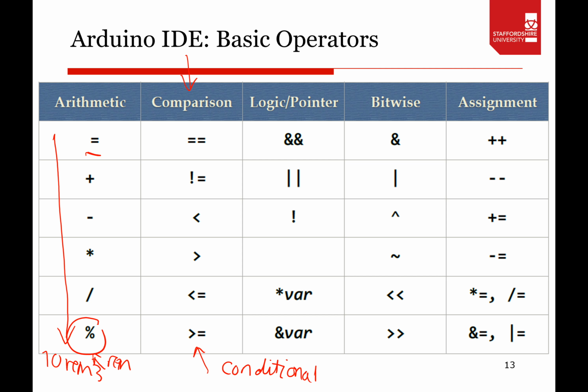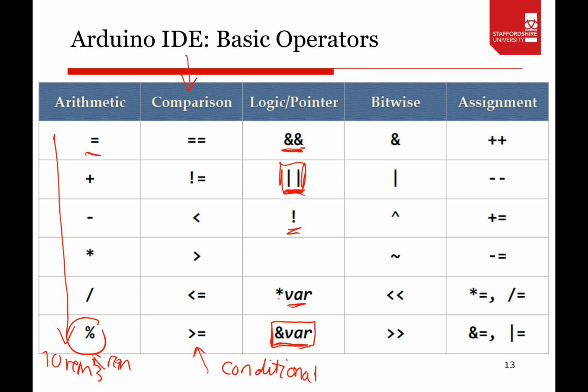Logics or pointers. We'll talk about this in more detail later. Double ampersand is an and. Double pipe is or. Exclamation mark is not. Star followed by a variable name is not where a variable is located in memory; it is the name of where the variable is located, and the variable is how to get to the variable.